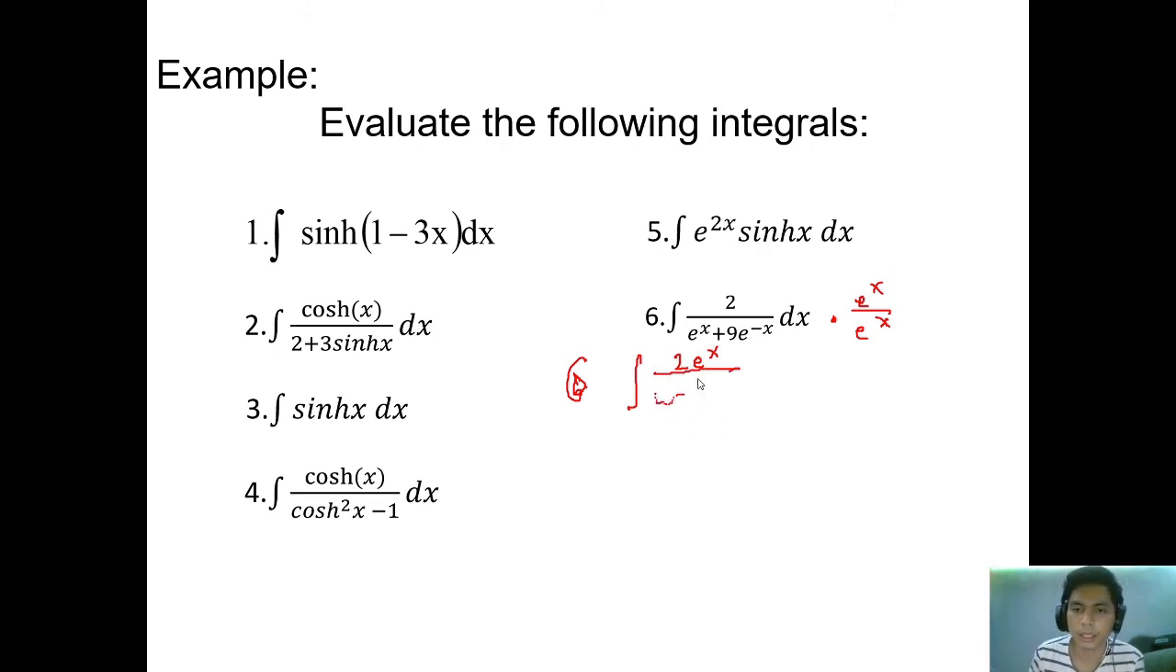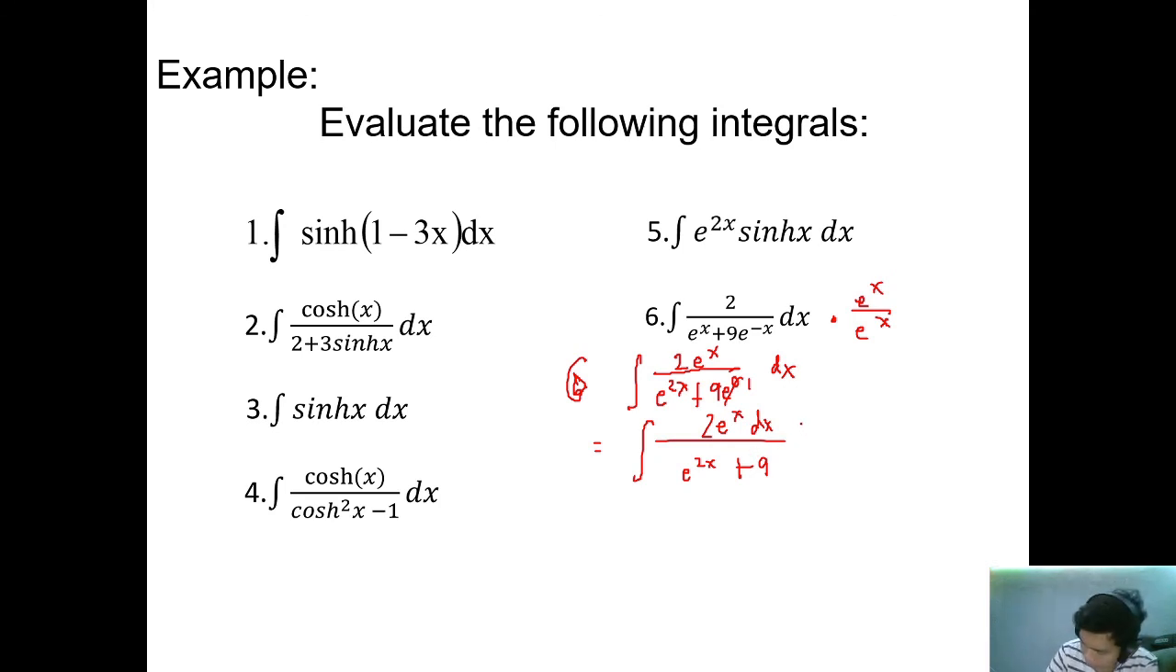e raised to 2x plus 9 e^(-x) plus x raised to 0, or that's equivalent to 1. Right? Okay, so therefore, this is just equivalent to 2e^x dx all over e^(2x) plus 9. Okay, so now, is there something that we can do here?